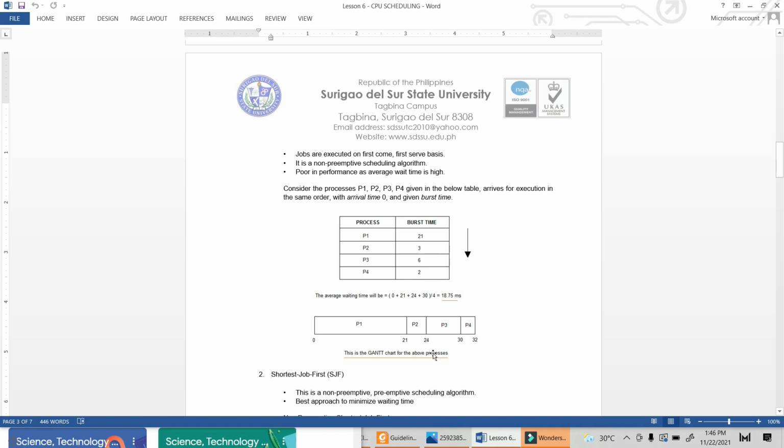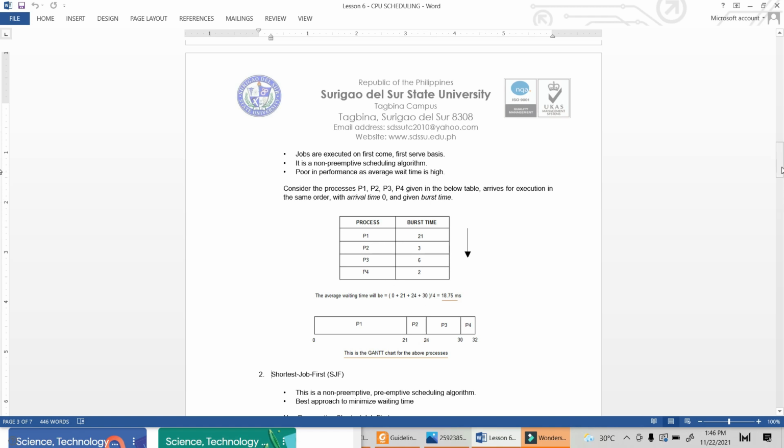Now, if we are using the first come first serve scheduling algorithm, the average waiting time will be, so you add all the times for the four processes, 18.75 milliseconds.